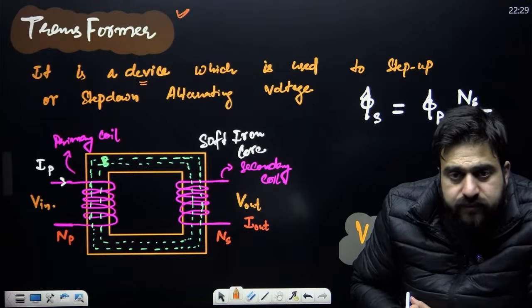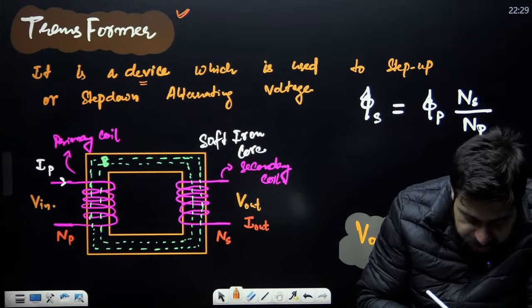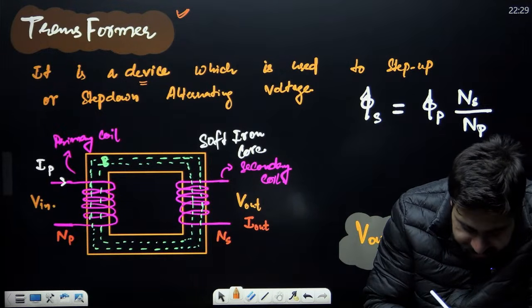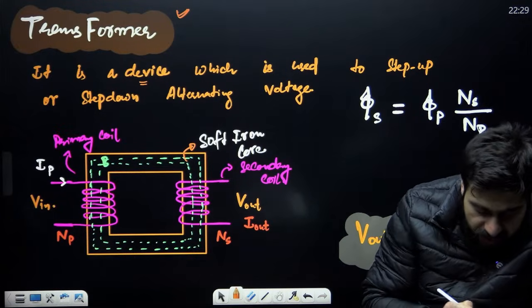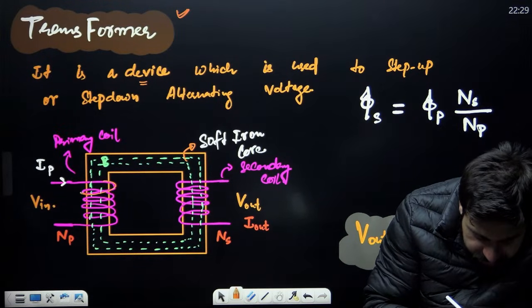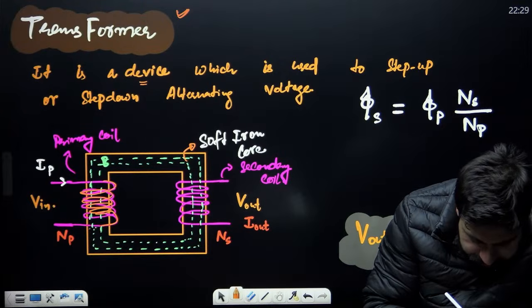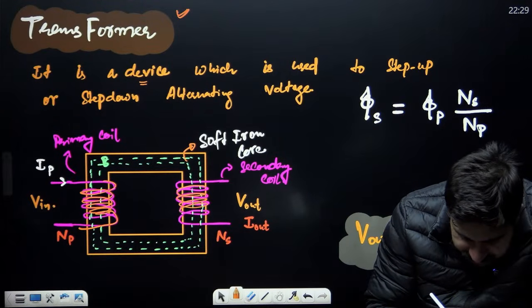Now guys, see. A transformer is made up of basically a soft iron core. This material is called the soft iron core. And there are two coils wound over here. This is what we call the primary coil. This is what we call the secondary coil.